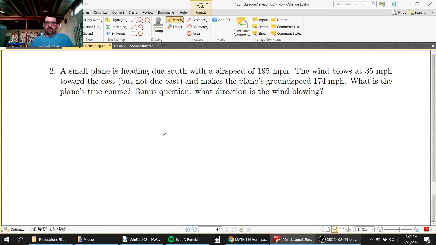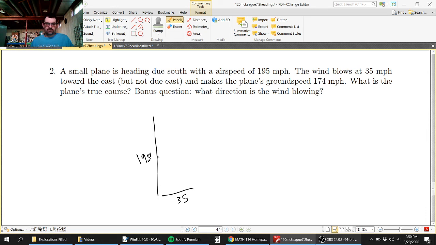Small plane heading due south, 195. The wind blows at 35 miles an hour toward the east, but not necessarily due east. So we don't know that it's making a right angle. It's just to the right somehow, 35 miles an hour. And it makes the plane's ground speed 174.